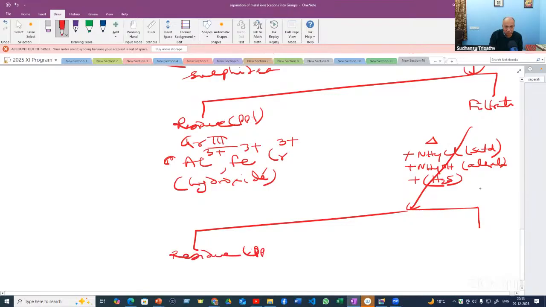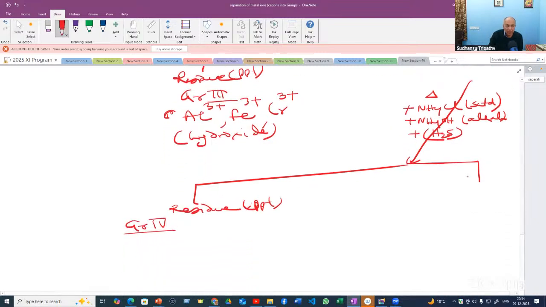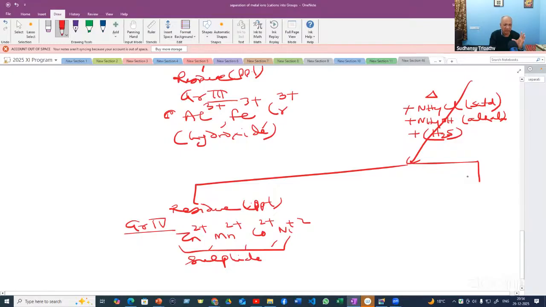This contains group 4. This contains 4 metal ions: zinc, manganese, cobalt, all 2 plus, and nickel. All are precipitated as their sulfides. Zinc sulfide is white. Manganese sulfide is pinkish, that's called buff colored, light pink. Cobalt and nickel sulfides are black. Then the filtrate carries the rest of the groups.